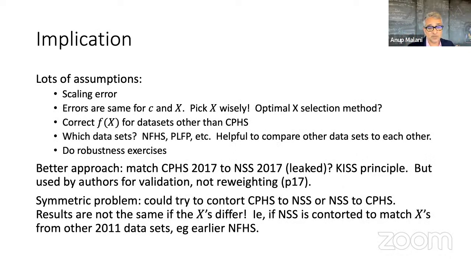Okay, so let me just talk about the implications, then talk about the alternative methodology. So there's lots of assumptions here. There's something like scaling or affine error. The errors are the same for consumption and other variables. You have to choose X very carefully. We need to think about the optimal X selection methods. You have to choose the correct transformation for data sets other than CPHS. There's the Jaynes 1957, but maybe that's not the only other method. There's also a question of not just what X's to pick, but concomitantly what databases to pick. And so there's some depth there that needs to be explored.